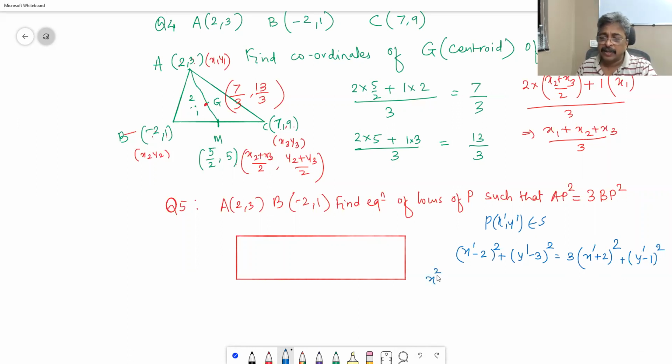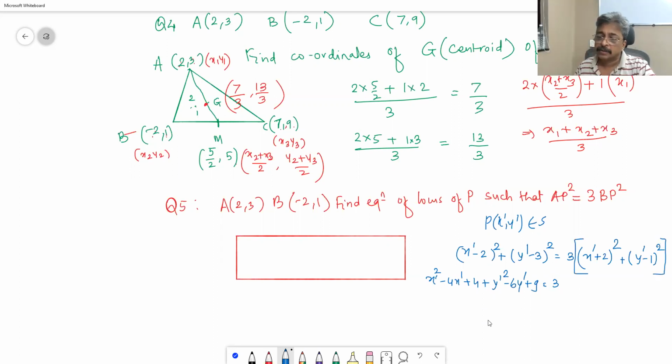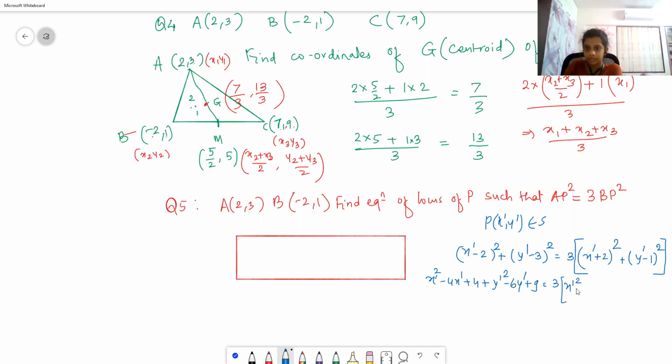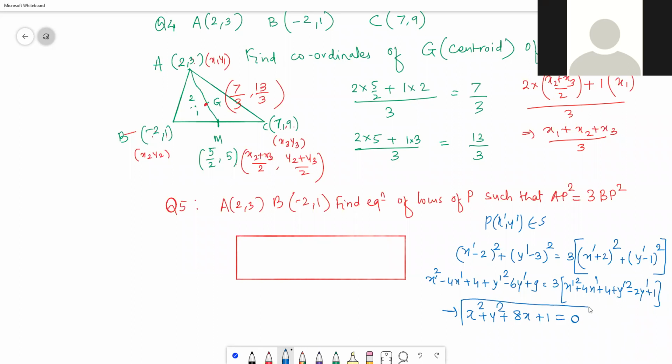You get x dash square minus 4x dash plus 4 plus y dash square minus 6y dash plus 9. Then 3 times y dash minus 1 whole square, multiply that too. 3 inside bracket x dash square plus 4x dash plus 4 plus y dash square minus 2y dash plus 1. If you simplify this, you get x square plus y square plus 8x plus 1 is equal to 0. That is what it is, and it happens to be a circle.